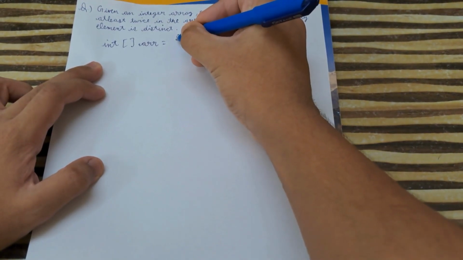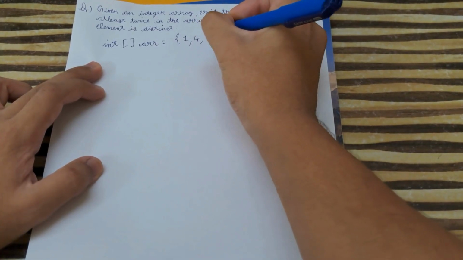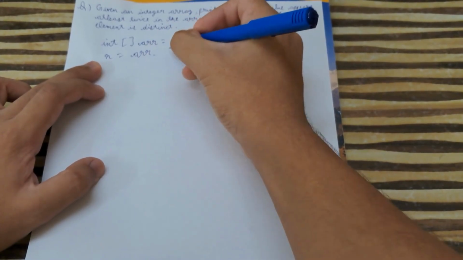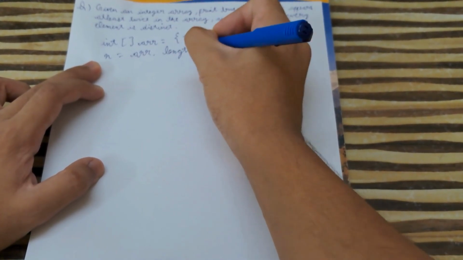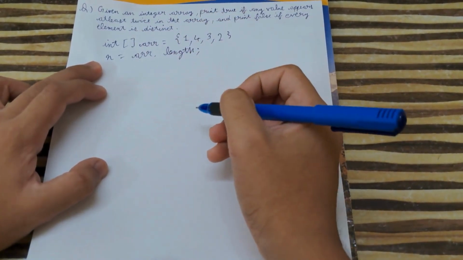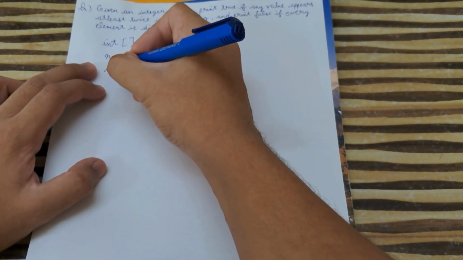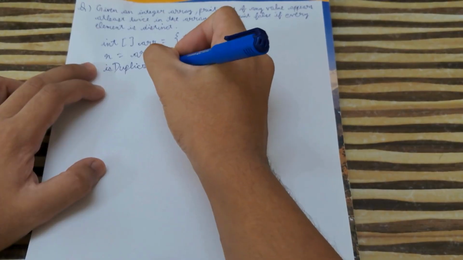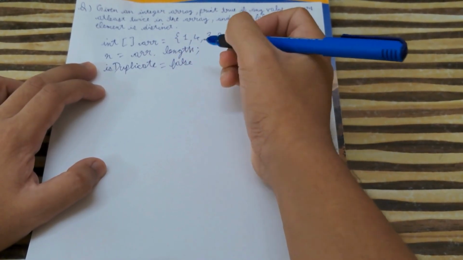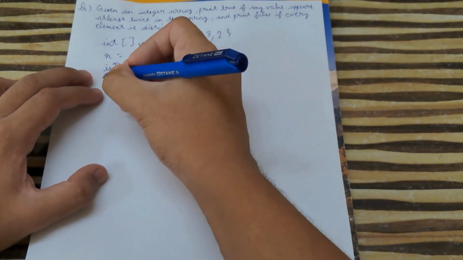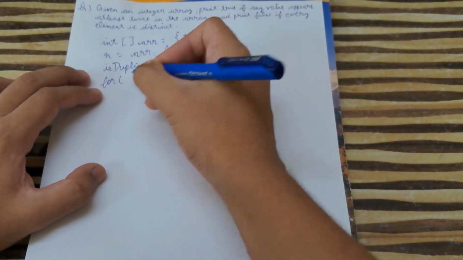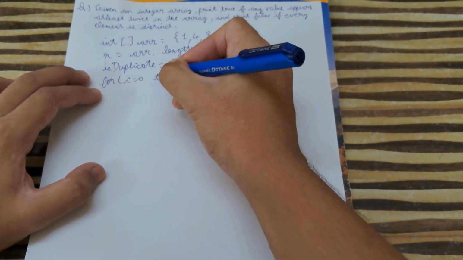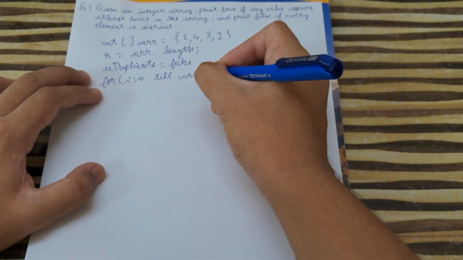Int array is equal to 1, 4, 3, 2. n will be the length of the array. So let's first initialize a variable isDuplicate. That will be a Boolean variable, and we will set it to false in the beginning. So now we will start a for loop that starts from i equals 0 and goes till the length of the array, that is n.